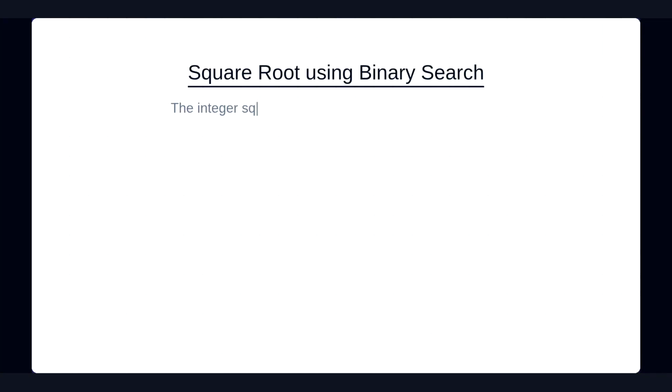Let's find the integer square root of a number, say 40. That means the largest whole number whose square does not go past 40. 6 times 6 is 36, which fits. 7 times 7 is 49, which is too big. So the answer is 6.